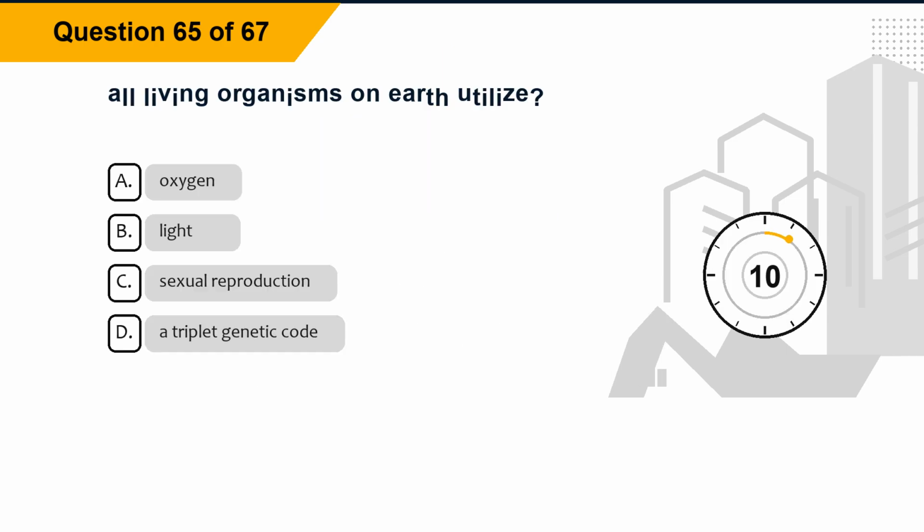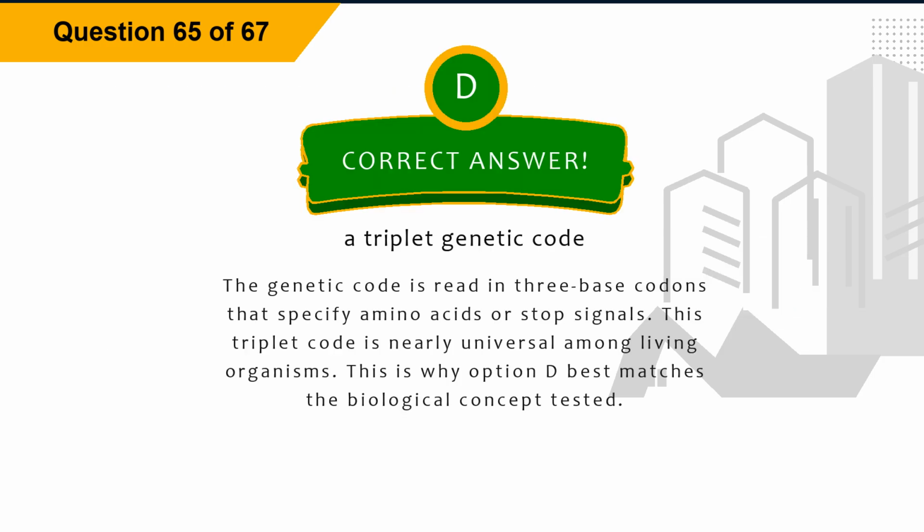Question 65. All living organisms on Earth utilize? Option A, oxygen. Option B, light. Option C, sexual reproduction. Option D, a triplet genetic code. The correct answer is option D, a triplet genetic code. Explanation: the genetic code is read in 3-base codons that specify amino acids or stop signals. This triplet code is nearly universal among living organisms. This is why option D best matches the biological concept tested.